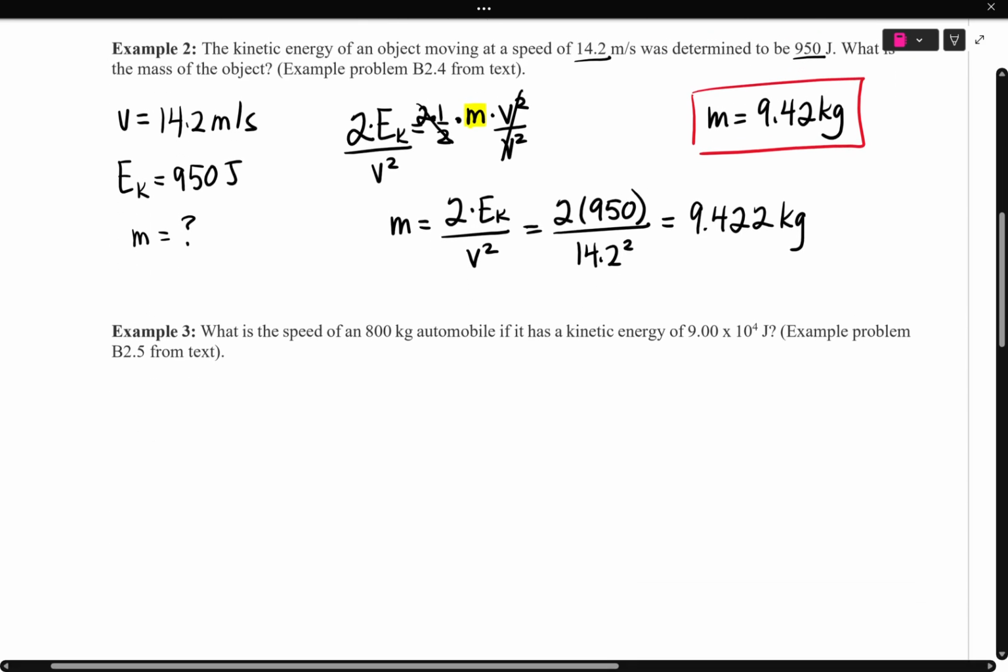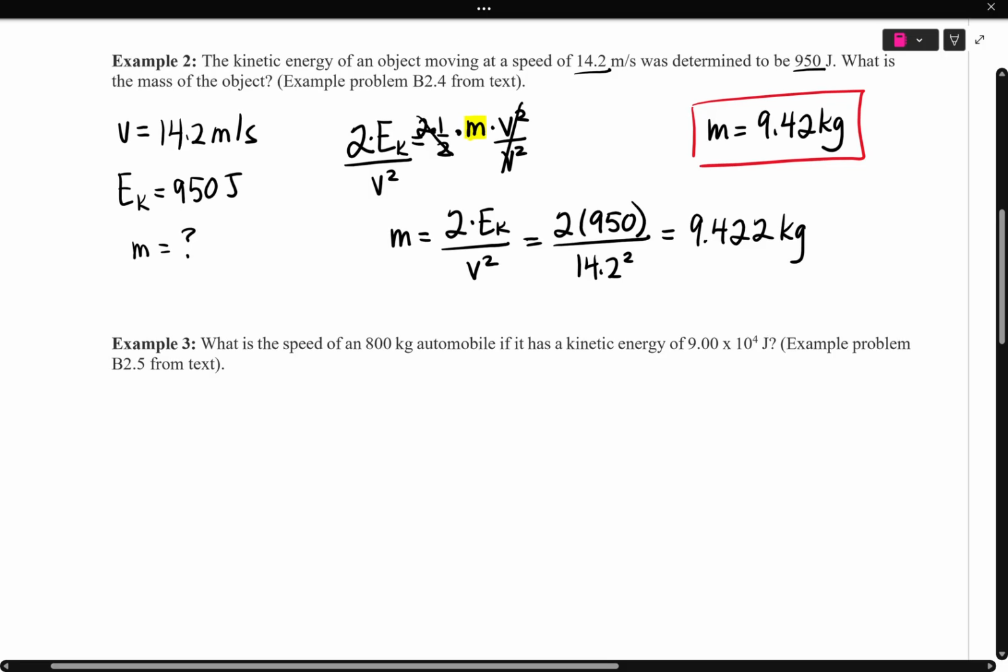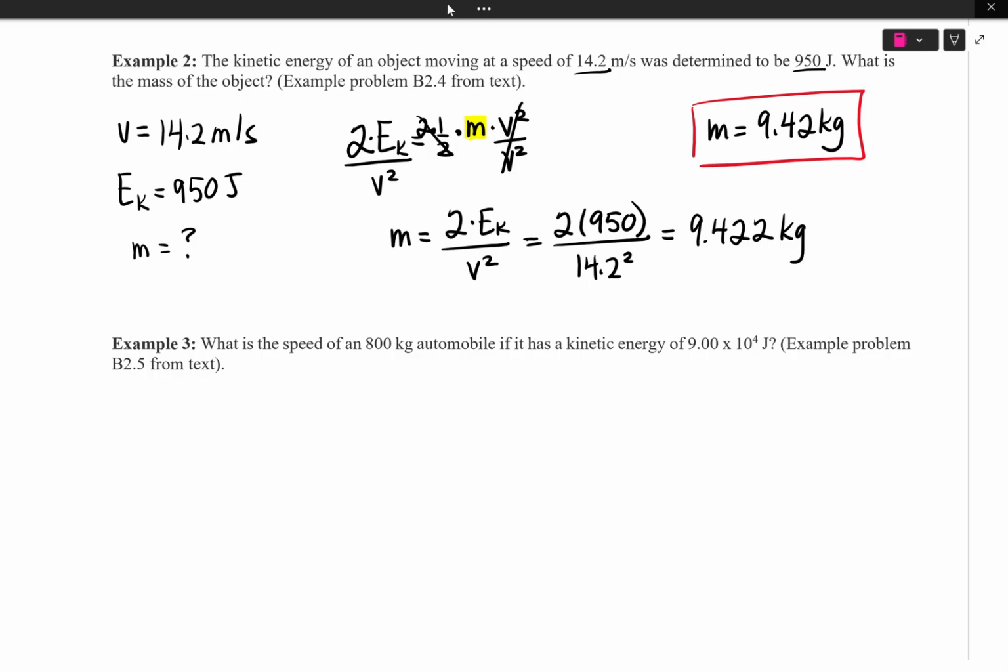Okay. The next example here, number 3. We now want to solve for the speed of an 800 kilogram automobile if it has the kinetic energy of 9 times 10 to the 4 joules. So let's write it down. The mass is 800 kilograms. The kinetic energy is 9 times 10 to the 4 joules. We want to solve for speed.